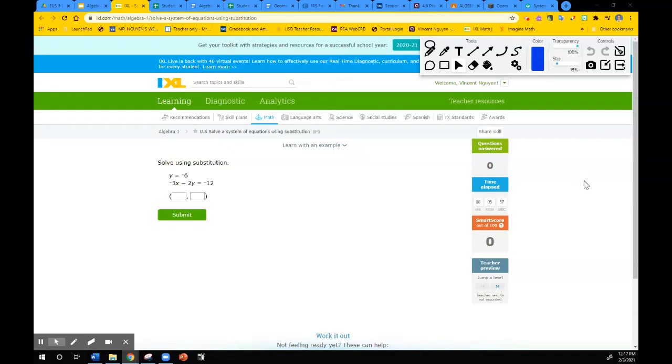Today we are working on solving systems of linear equations by using the substitution method, okay? I'm going to show you a few examples from IXL practices, and you're going to see a variety of problems ranging from pretty simple to a little bit more complex. So let's start with this first easy example.